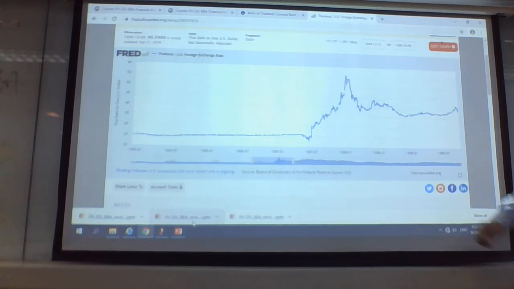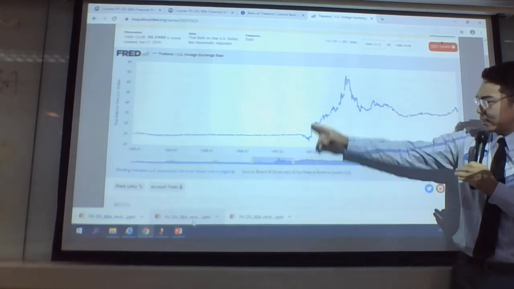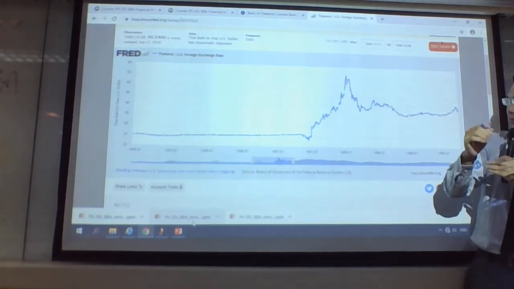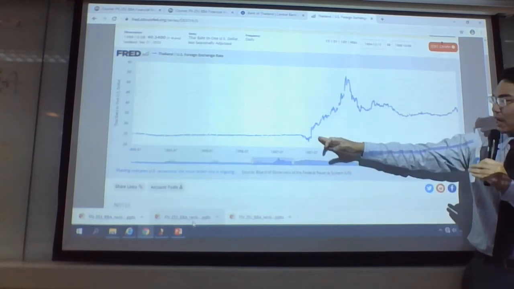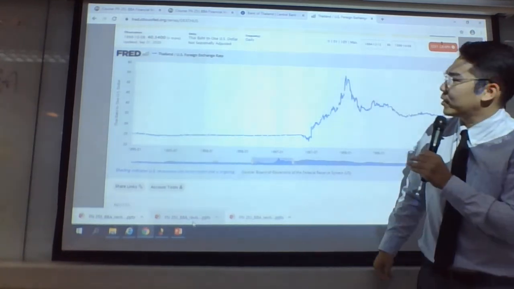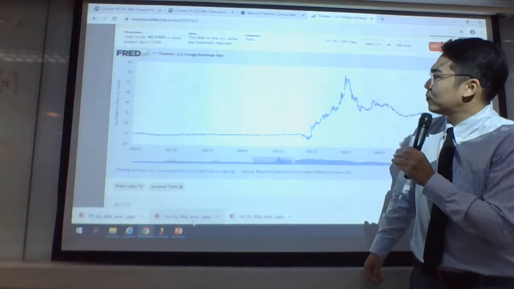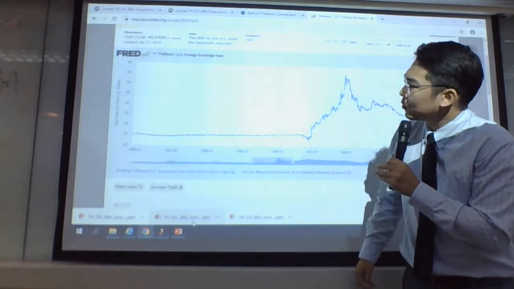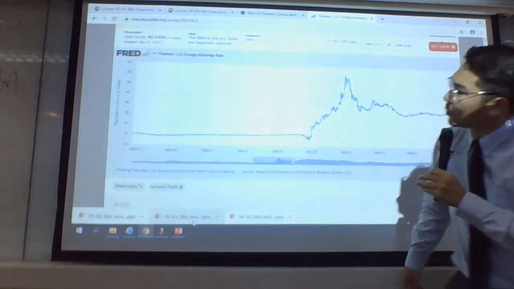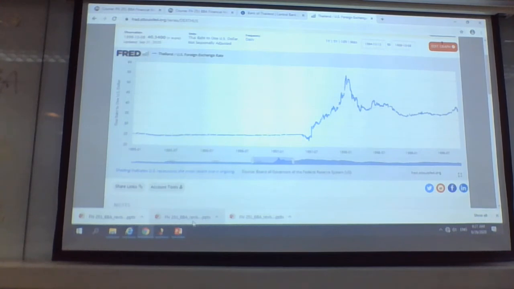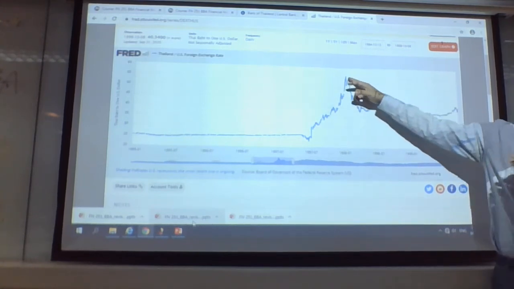Very good. For this one, you can see that after the financial crisis, the baht jumped up to, I think, 55 baht per $1.